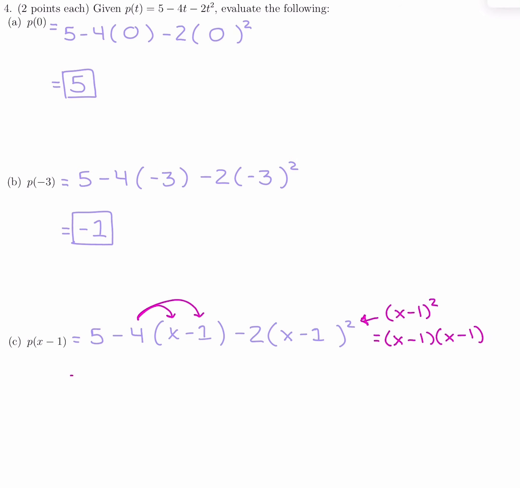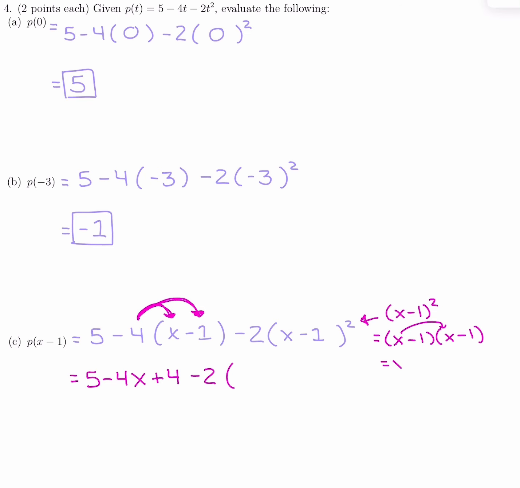So we can start with just that 5. Minus 4 times x would be minus 4x. We just did our first set of distributing, and then we're going to do minus 4 times a negative 1, which is going to be a plus 4. And then we have minus 2, and we're going to figure out, well, what is x minus 1 squared? So we're going to go off to the side here.